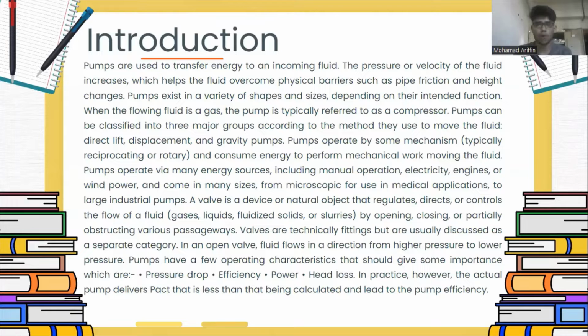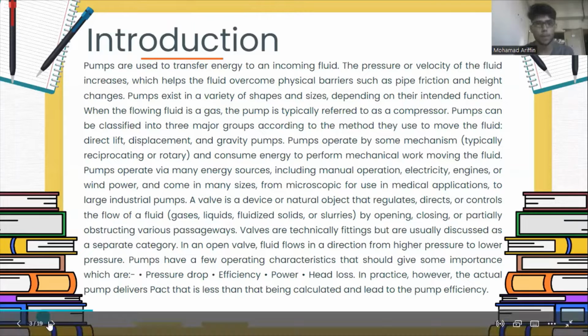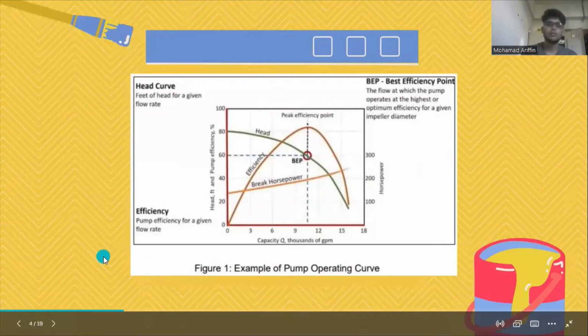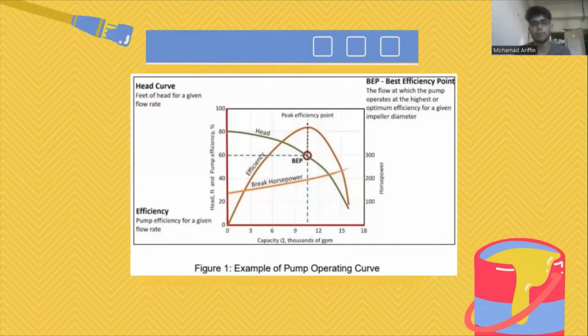In practice, however, the actual pump delivers less than what is calculated, which leads to the pump efficiency. This is the graph which represents the head curve, efficiency, and BEP, which is known as the best efficiency point. The best efficiency point refers to the flow at which the pump operates at its highest or optimal efficiency for a given impeller diameter, while the efficiency is the pump efficiency for a given flow rate.